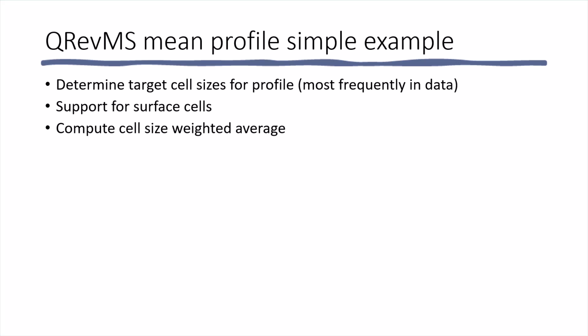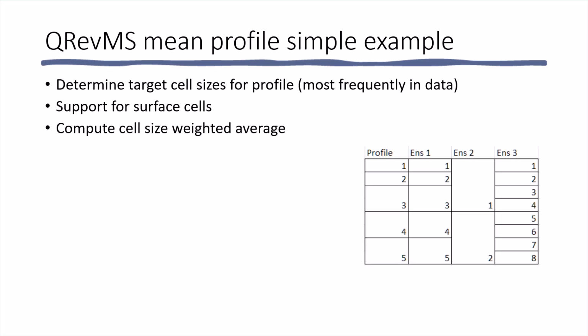The figure on the right shows the profile cell sizes in the first column and ensemble cell size in the other three columns. This example shows the target profile will have two surface cells followed by larger regular cells. The cell size varies for each of the three ensembles.